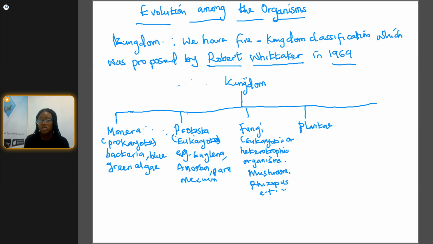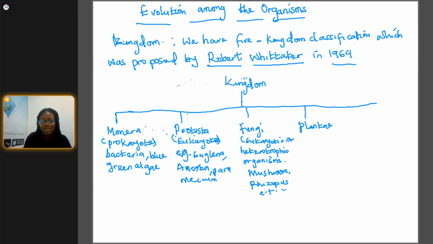Photosynthesis is a process whereby green plants synthesize or manufacture organic compounds, primarily sugar, from carbon dioxide, using sunlight as a source of energy and chlorophyll. So they can manufacture their own food by themselves. That is what we call autotrophic organisms.